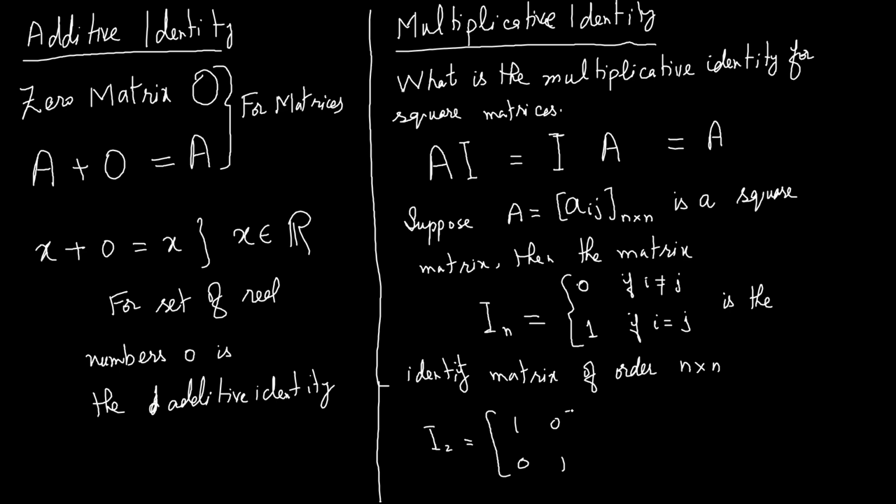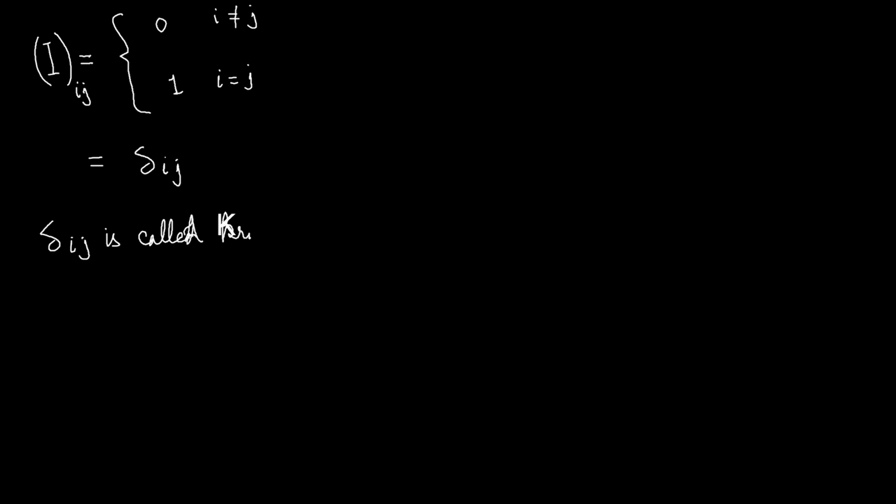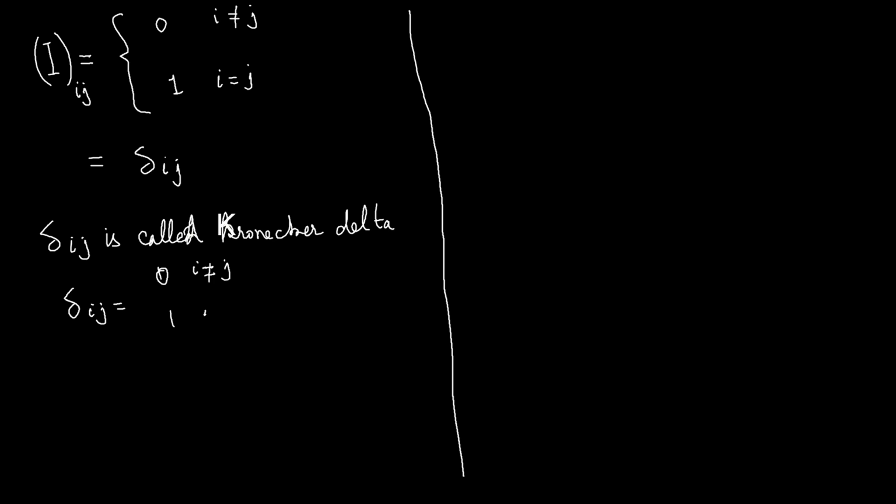Identity matrix of order 2 is 1 0 0 1. Identity matrix of order 3 is 1 0 0, 0 1 0, and 0 0 1. We can write the ith jth element of the identity matrix as delta ij. This symbol is called Kronecker delta. The definition of the Kronecker delta is that it is equal to 1 if i is equal to j and equal to 0 if i is not equal to j. So we can write identity matrix as delta ij.